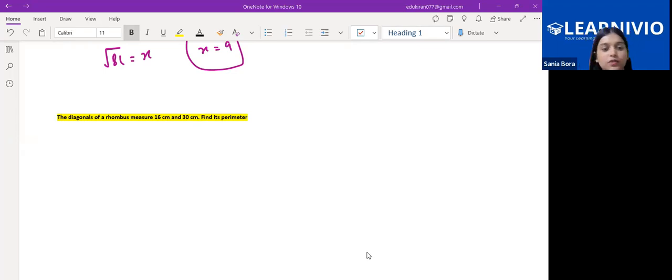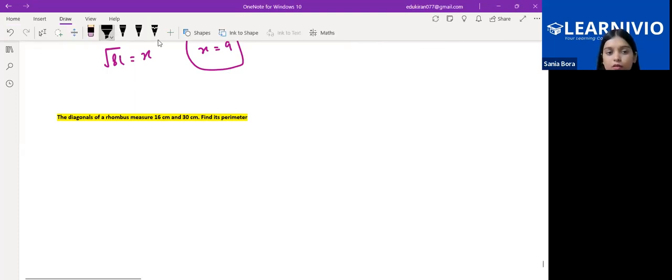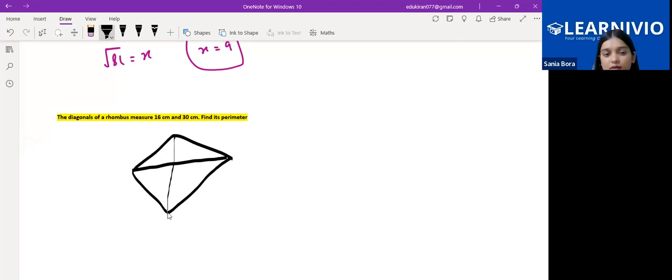The diagonal of a rhombus measures 16 centimeter and 30 centimeter. I will draw the diagram for you so that it will help you. These are the diagonals. One diagonal is 16 centimeter and one is 30 centimeter. The half of 16 is 8 and 8, and for 30 it is 15 and 15. You have to find the perimeter.